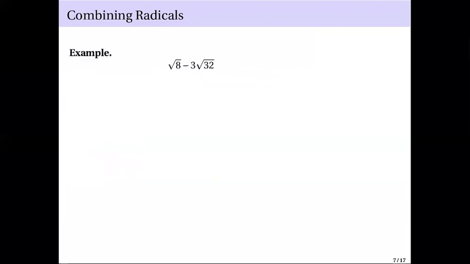So let's look at these examples. We have square root of 8 minus 3 square root of 32. Okay? So here, square root of 8, your 8 can be written as 4 times 2. 32 can be written as 16 times 2. So if we distribute this, we will have square root of 4, square root of 2 minus 3, square root of 16, square root of 2.